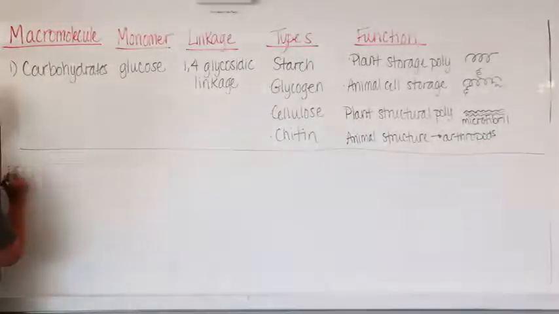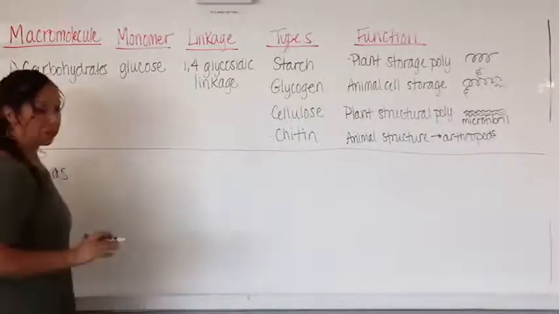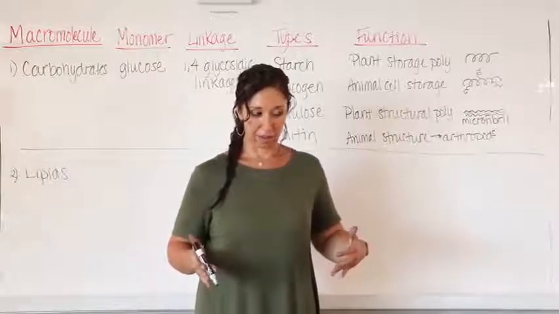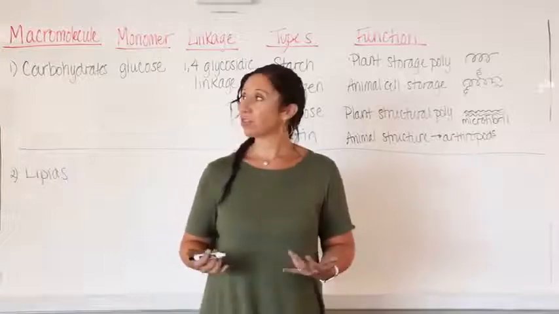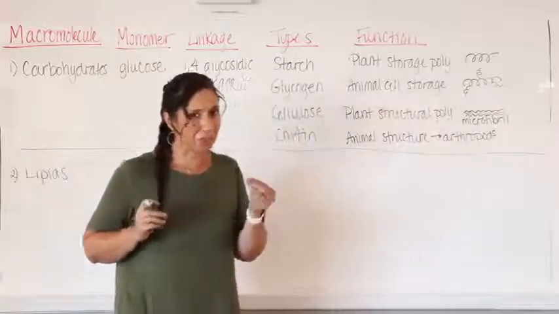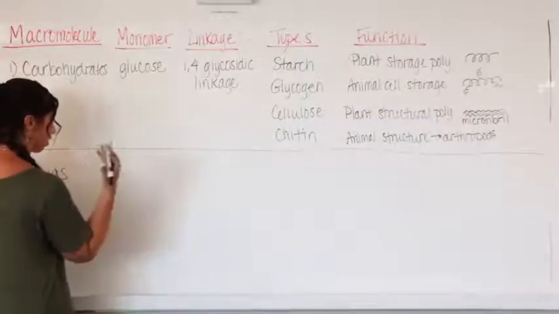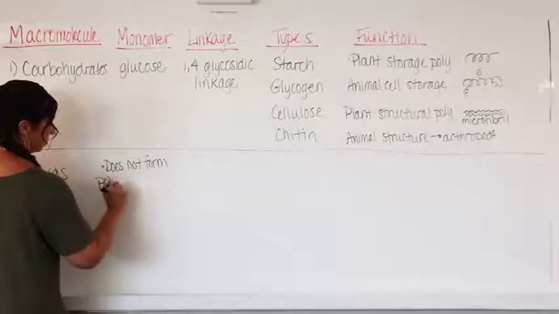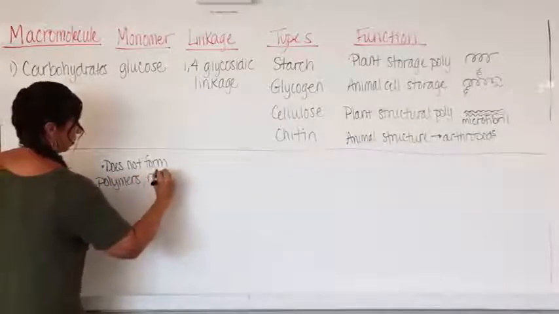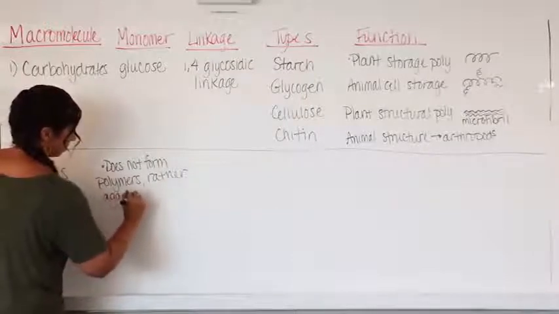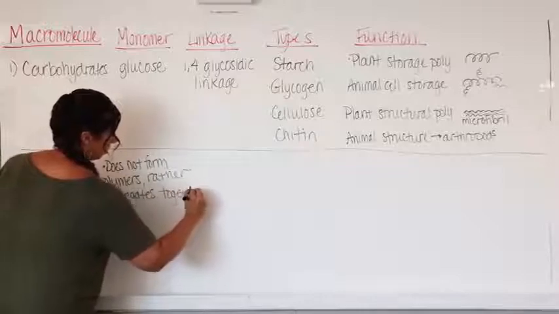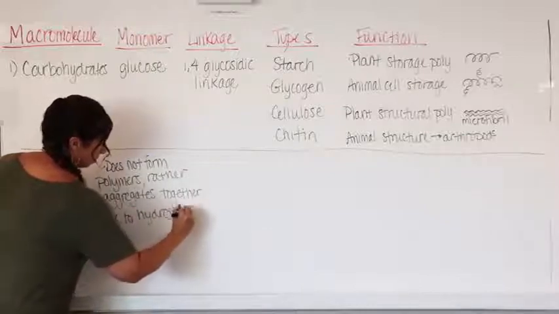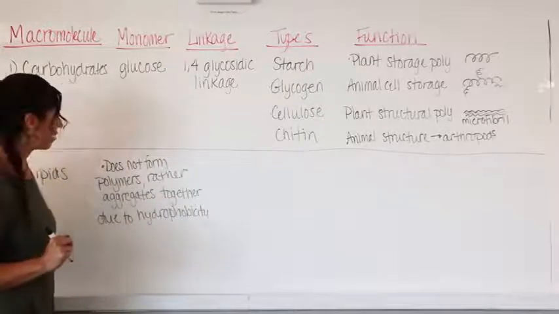Now we're off to number 2, the lipids. Now lipids are a little bit different. Remember, they don't make polymers, but they basically aggregate together. So when it comes to monomers under lipids, we can't really say that there's one monomer for a lipid. So let's just write out our train of thought here, and we'll just say does not form polymers. Rather aggregates together due to hydrophobicity. That's a decent enough description, I would say.